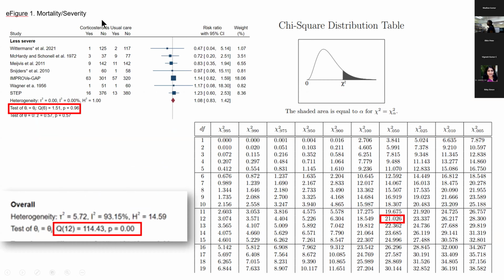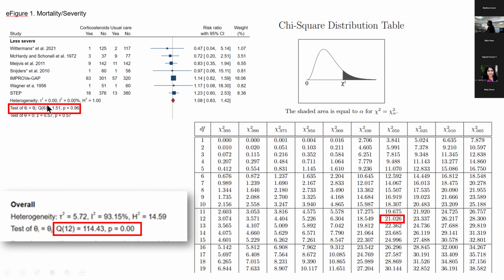So look at this particular picture. Here you're having totally 7 studies. And you're having 2 interventions. You either give corticosteroids or you don't give corticosteroids. And you're looking at whether this study has heterogeneity or not. Do you think this study has any heterogeneity? No. So if you look at this, the Q score is actually 1.51.